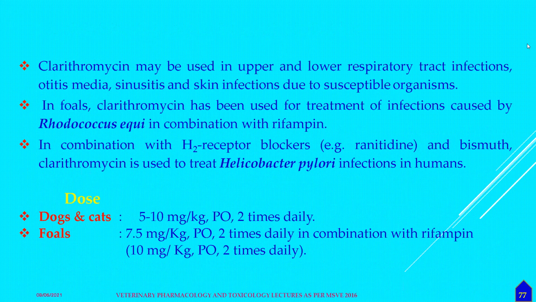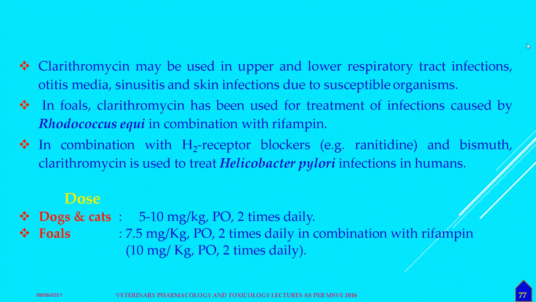Clarithromycin may be used in upper respiratory tract infections, lower respiratory tract infections, and also otitis. Treating otitis is a very tough subject, because many antibiotics will not reach the otitis interna and other places. It is also used for sinusitis and skin infections due to susceptible microorganisms. In foals, clarithromycin has been used for the treatment of infections caused by Rhodococcus equi in combination with the anti-tuberculosis drug rifamycin.